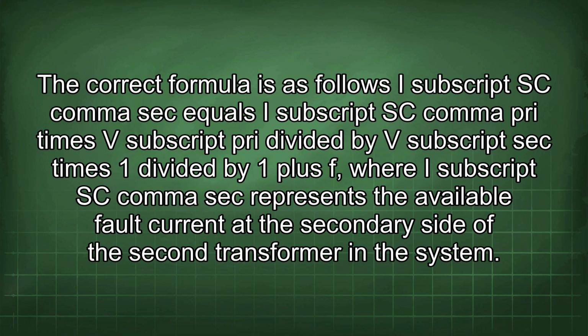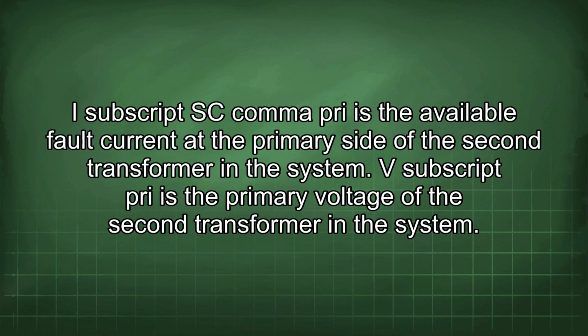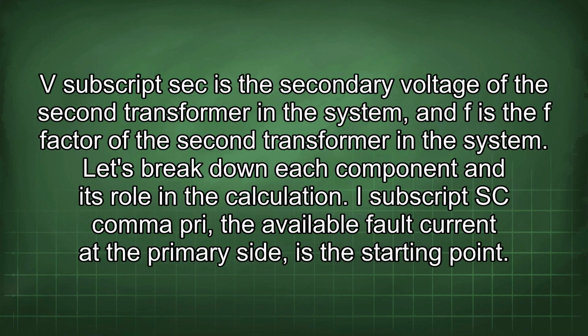The correct formula is as follows: I_SC,sec equals I_SC,pri times V_pri divided by V_sec times 1 divided by 1 plus F, where I_SC,sec represents the available fault current at the secondary side of the second transformer in the system. I_SC,pri is the available fault current at the primary side of the second transformer in the system. V_pri is the primary voltage of the second transformer in the system. V_sec is the secondary voltage of the second transformer in the system, and F is the F factor of the second transformer in the system.